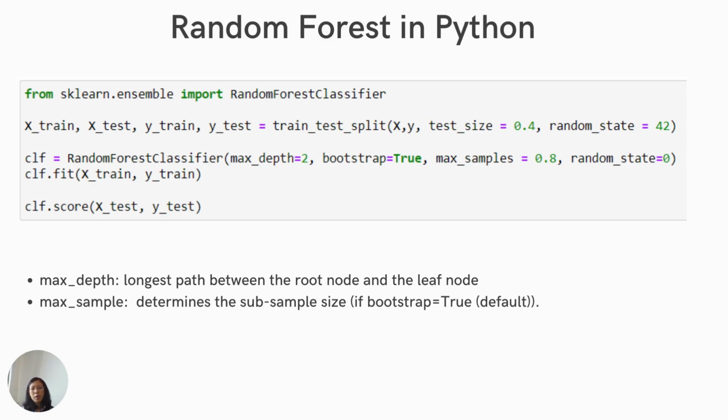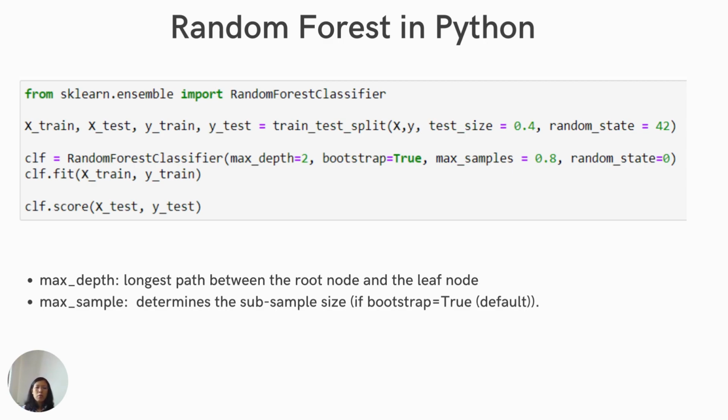For example, maximum depth decides the longest path between the root node and the leaf node. You cannot go beyond that. And maximum samples determines the size of the sample set. If bootstrap is true, which is the default, then the sample size will be decided by maximum samples. If maximum samples is not given, the whole data set will be used for each decision tree.